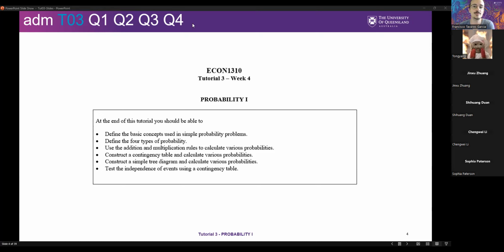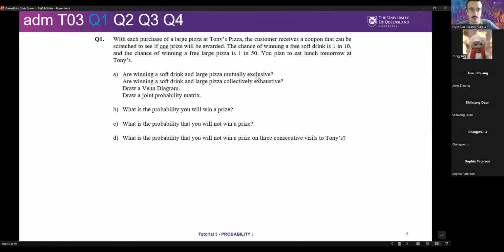So let's go here. Our objective with tutorial 3 is to define the basic concepts using simple probability problems, define the 4 types of probability, use the addition and multiplication rules to calculate various probabilities, construct a contingency table and calculate various probabilities, construct a simple tree diagram and calculate various probabilities, and test the independence of events using a contingency table. Let's go then. First question.